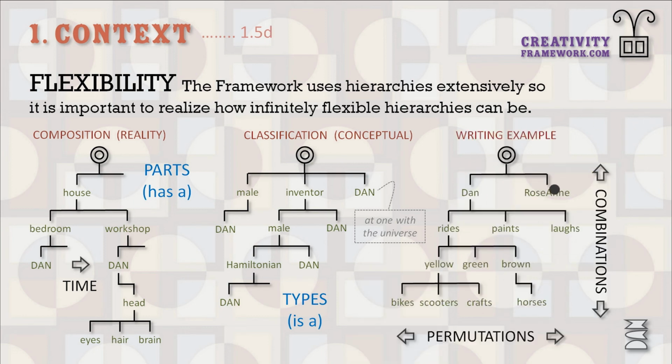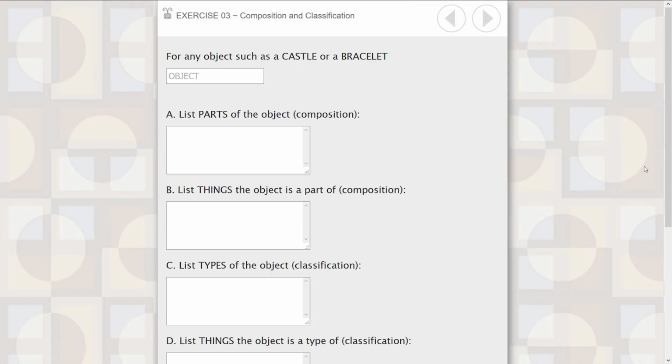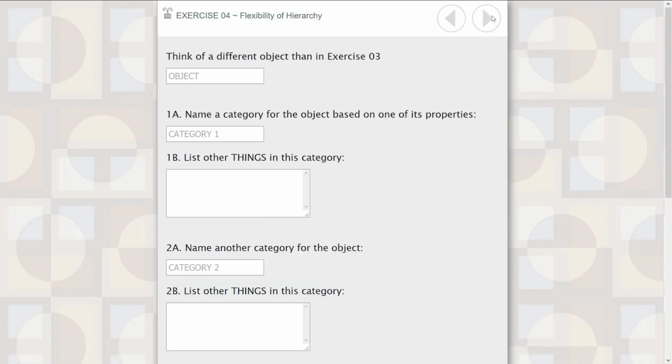So in writing, you can pick as you go, and the picking is called permutations, what you're picking from. And then as soon as you make a choice, they become combinations. So you've got Dan, and he's riding. No, he's painting. No, he's laughing. Yes, he is riding. And it's a yellow. No, it's a green. So this is composition going down and classification, or permutations, going across. Okay? Cool. And then there are exercises on that.